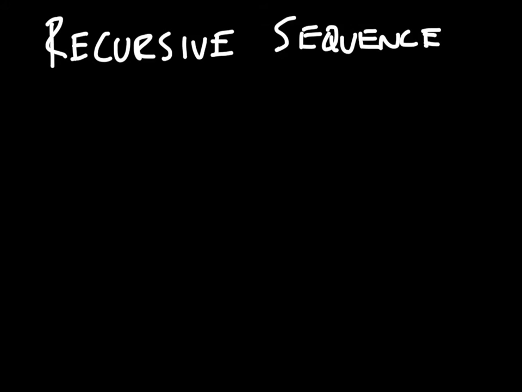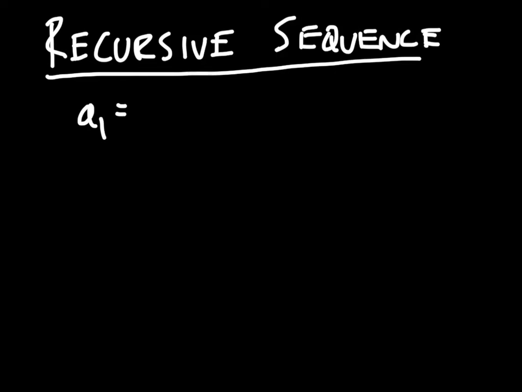So one type of sequence we didn't talk about is something called a recursive sequence. Now what this means is it gives you a starting value for a sub 1. So a sub 1, let's say, is 4 in this case. Then it gives you what you're supposed to do after that. So a sub n would just be 2 times a sub n minus 1.